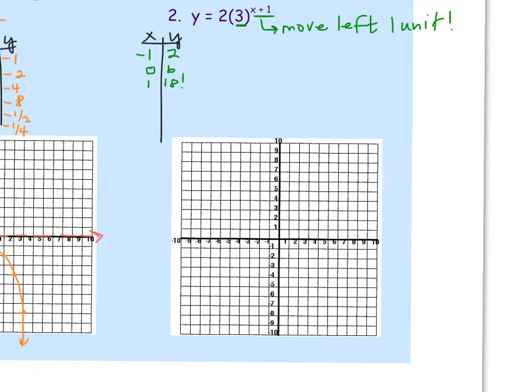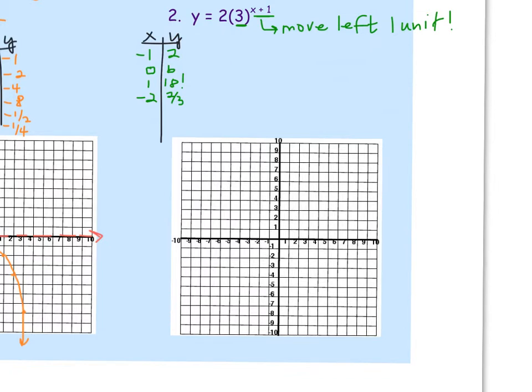We went to -1 at first, so let's go one more to the left and see what happens. Let's go to -2. If you plug in -2 for x, -2 plus 1 is -1. 3 to the -1 would be 1/3. 1/3 times 2 drops all the way down to 2/3. So we're not going to really have a lot to plot on this graph. We're getting pretty close to that x-axis already.